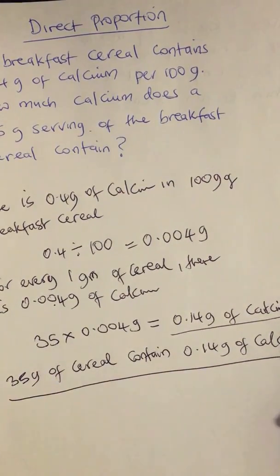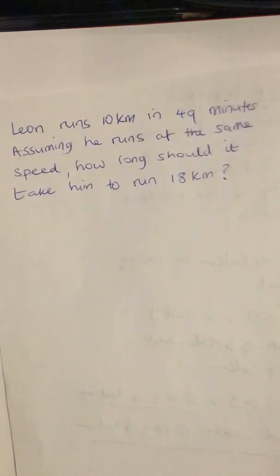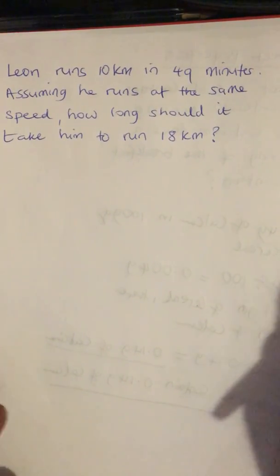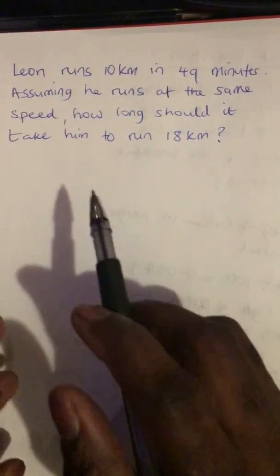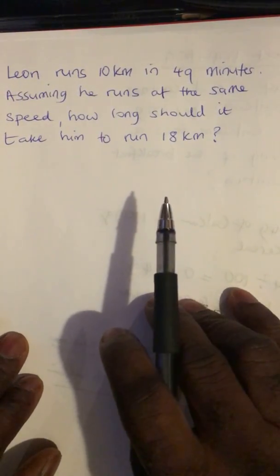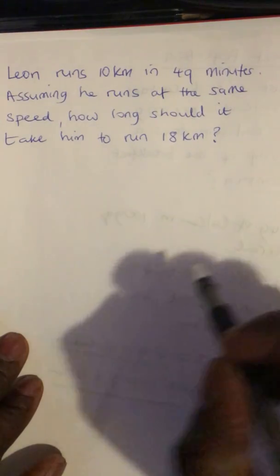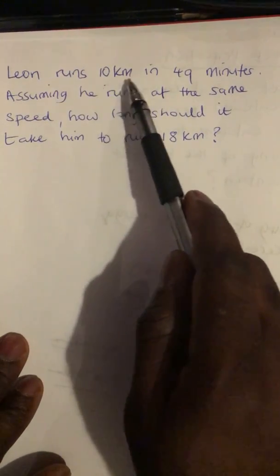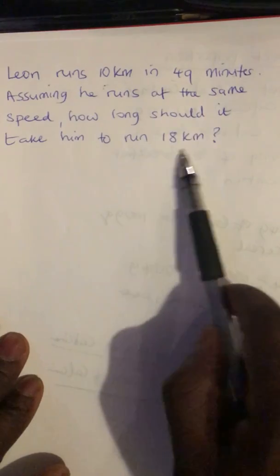So we'll try to take another question on direct proportionality. We'll take a very simple one. Probably this will help us understand better how to solve some of these problems. In this particular one, we have that Leon runs 10 kilometers in 49 minutes. So assuming he runs at the same speed, how long should it take him to run 18 kilometers? What basically it's saying is, Leon can run 10 kilometers in 49 minutes. Assuming he's running at the same speed, how long will it take him to run 18 kilometers?